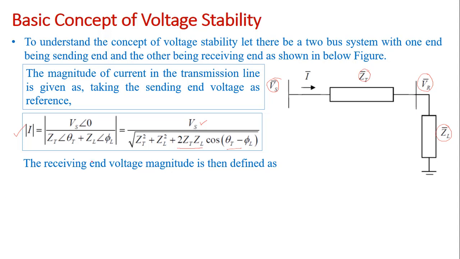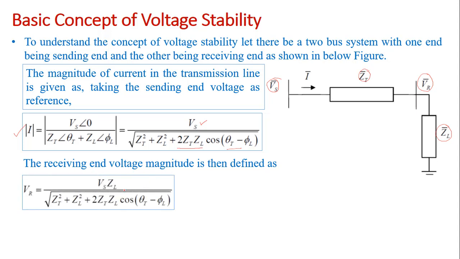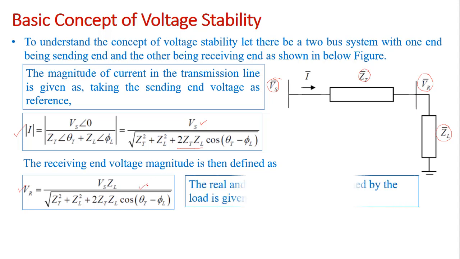The receiving end voltage magnitude is then defined as the current into Zl, that is the load impedance. So the current is Vs by the square root of Zt square plus Zl square plus 2 Zt Zl cos of theta t minus phi L, into Zl. That gives us Vr.